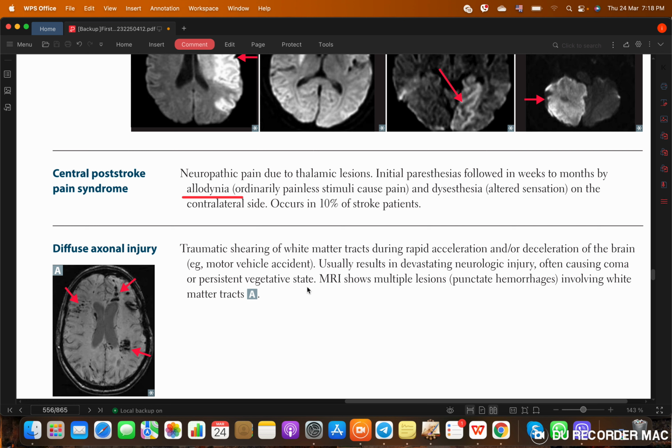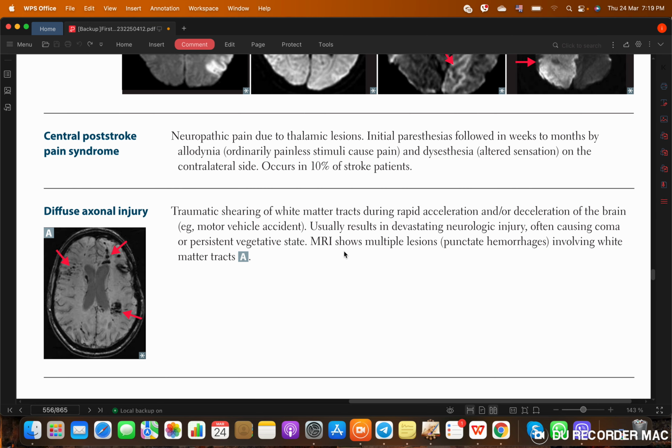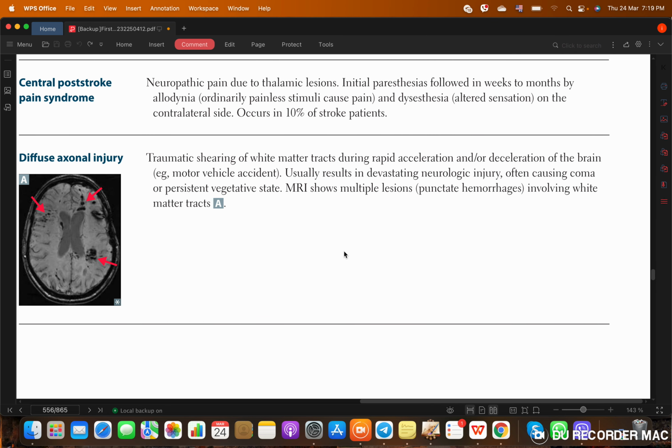Really, really slight pain, like hitting your hand on the table, will give you a humongous pain that is both hot and stabbing in nature. Anesthesia, which is altered sensation on the contralateral side, occurs in 10% of stroke patients.